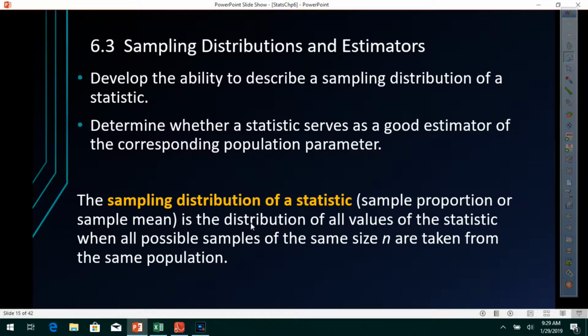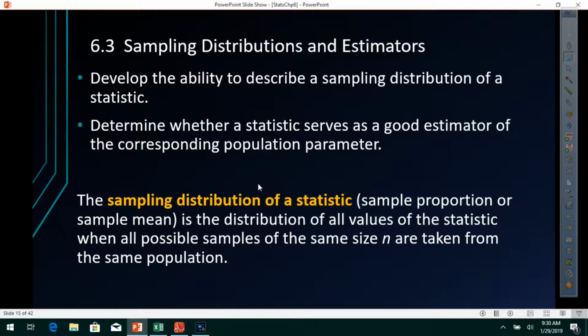Statistics Lesson 6.3, Sampling Distributions and Estimators. Two objectives. Develop the ability to describe a sampling distribution of a statistic. Determine whether a statistic serves as a good estimator of the corresponding population parameter.